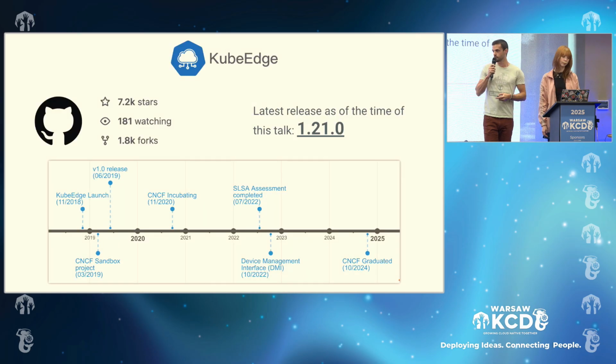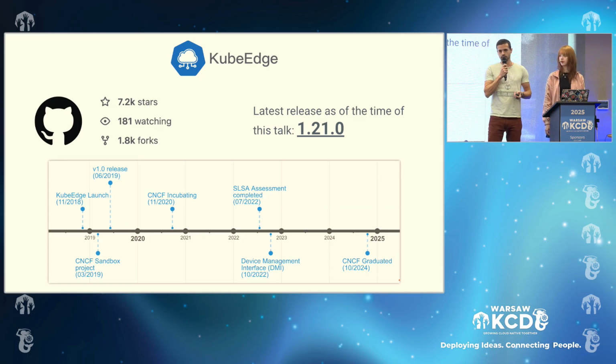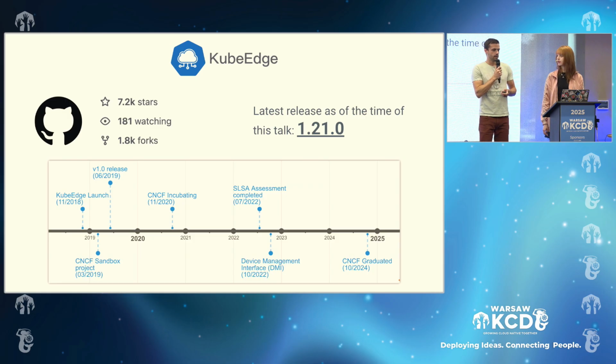This project was started in 2018 by Huawei in China, with the stated mission to extend Kubernetes to edge nodes and IoT devices. The main features are to leverage the standard Kubernetes API at the edge, handle unreliable connectivity, and finally manage devices through the device twin, digital twin framework, which we will talk about in a bit.